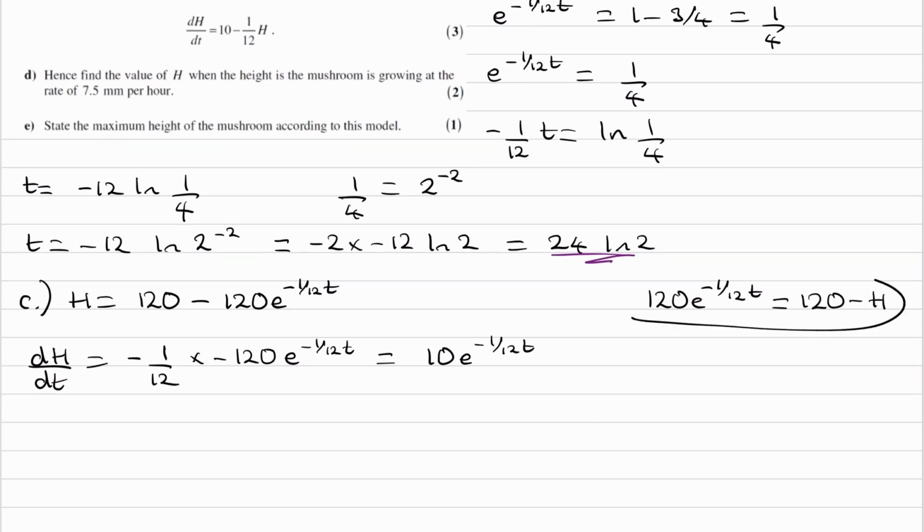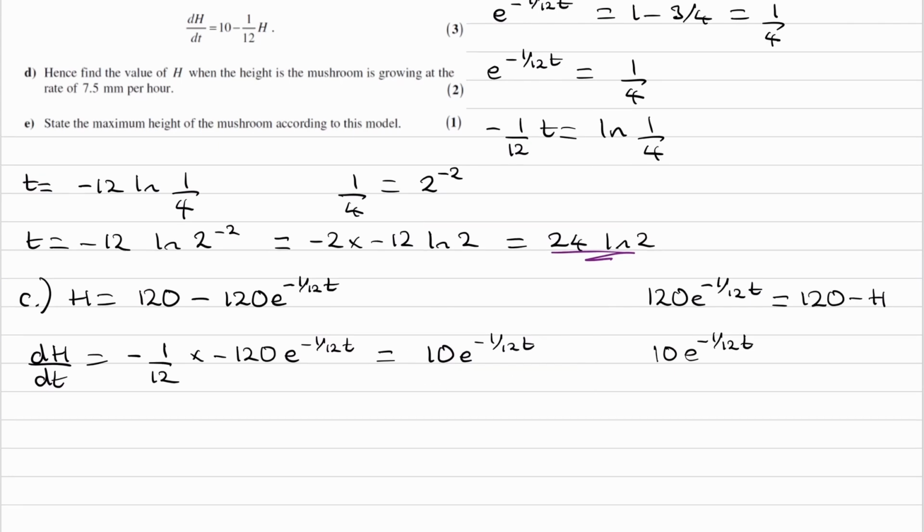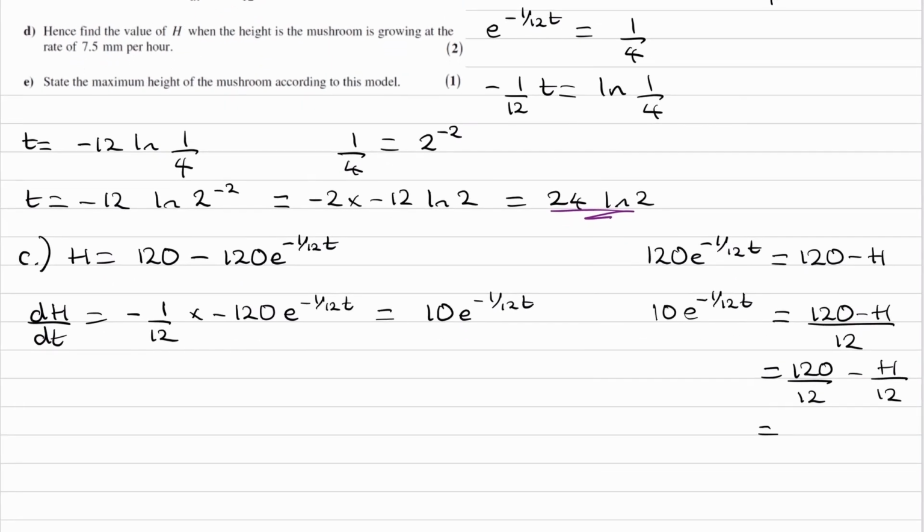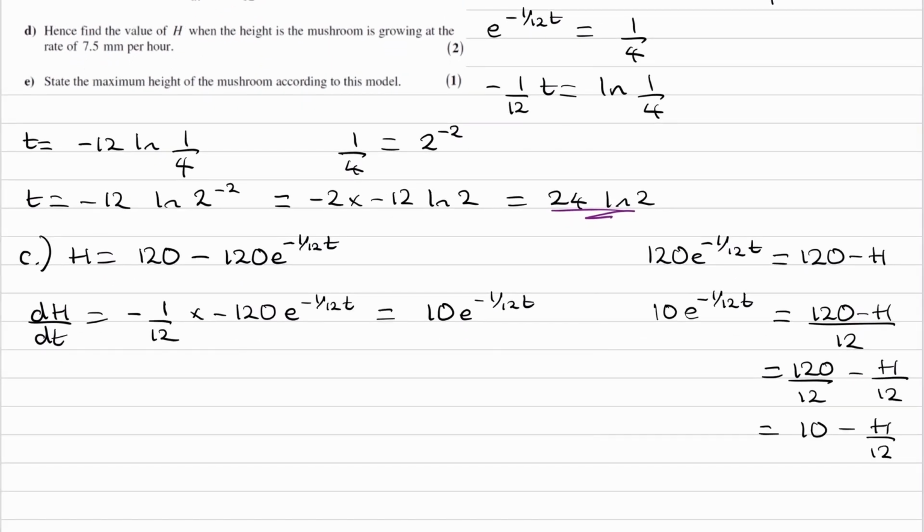So instead of dividing both sides of this equation by 120, I'll divide by 12 instead. And then the left-hand side becomes 10e^(-t/12). And the reason I did that is because we have 10e^(-t/12) here. The right-hand side then becomes (120 - h)/12, and I can split that up into two parts: 120/12 - h/12, which is the same thing as 10 - h/12.